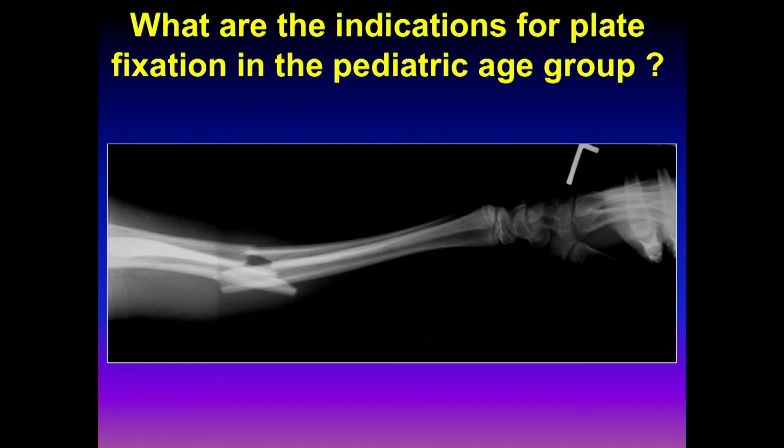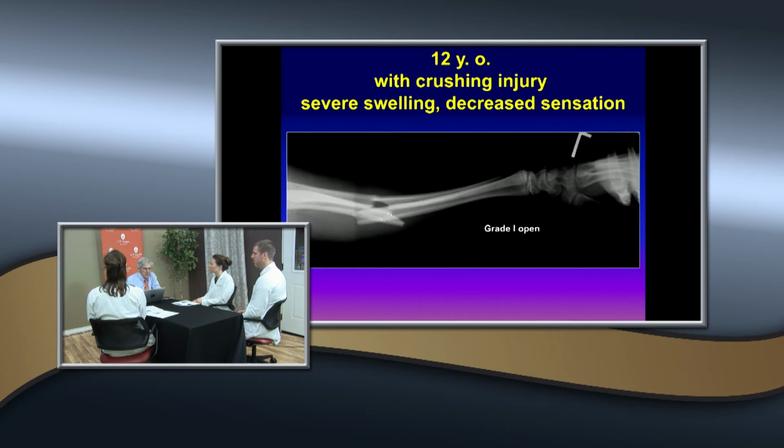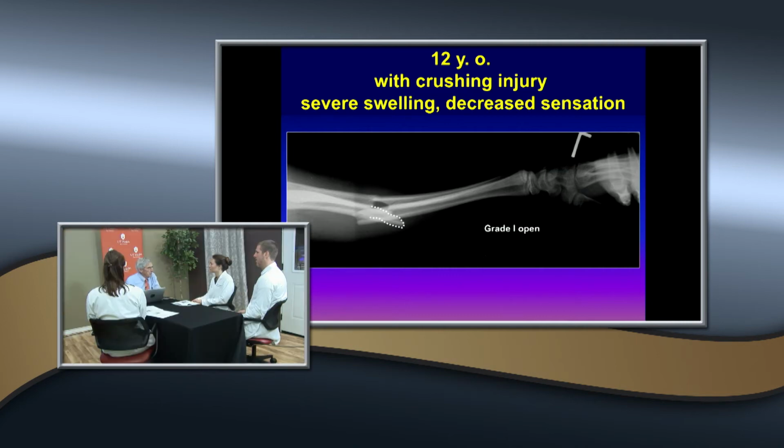Now, what about plate fixation in the pediatric age group? When would you consider plate fixation? I think it's when they're older and if there's significant soft tissue injury. That's right. This is a 12-year-old who had a crushing injury, and she came in and started having severe swelling and decreased sensation in her hand. Now, would you treat her with a cast, intramedullary nails, or plate? Probably a plate. Why? To look at the nerve. Yeah, you can look at the nerve.